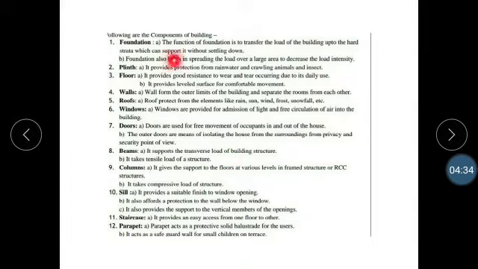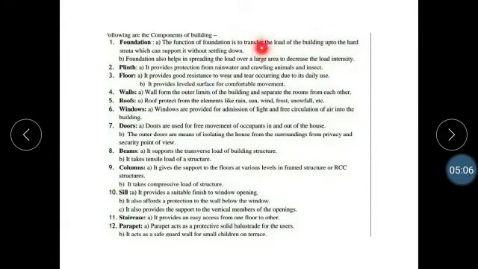As we have discussed, the function of foundation is to transfer the load of the building up to the hard soil strata. There are several types of foundations. For a single column you are supposed to provide an isolated footing. For 2 or 3 columns you go for a combined footing. In combined footing, rectangular footing and trapezoidal footing are the 2 types. If the loads coming on the columns are similar, go for rectangular. If they are different, go for trapezoidal.